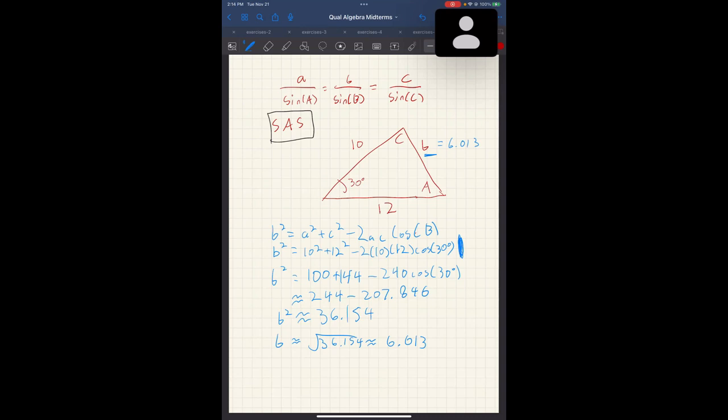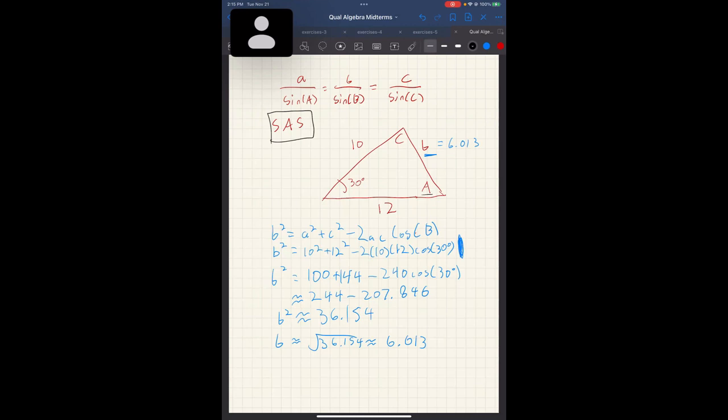So now that I know side length b, if we looked back at what I erased earlier for the law of sines, we certainly should be able to use the law of sines to figure out what angle C or angle A are supposed to be. But I think we also are able to figure out what A and C are supposed to be using the law of cosines.